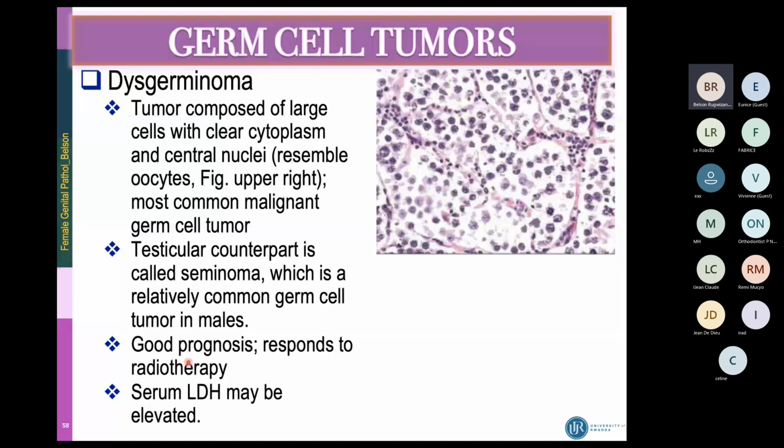So this dysgerminoma resembles oocyte and is the most common germ cell tumor in women. It looks like what we saw for the seminoma in men. So they have good prognosis. Remember that seminoma in men also has good prognosis and it responds to radiotherapy.